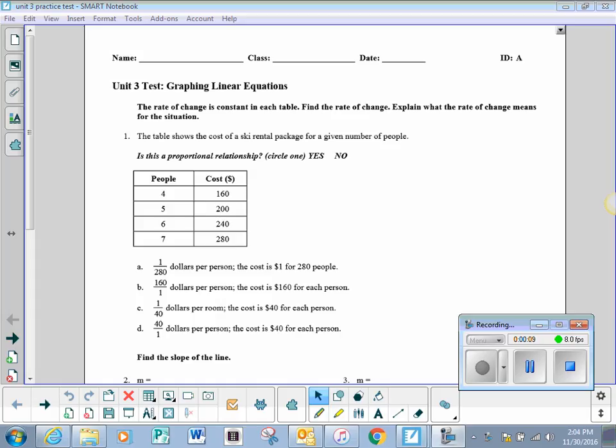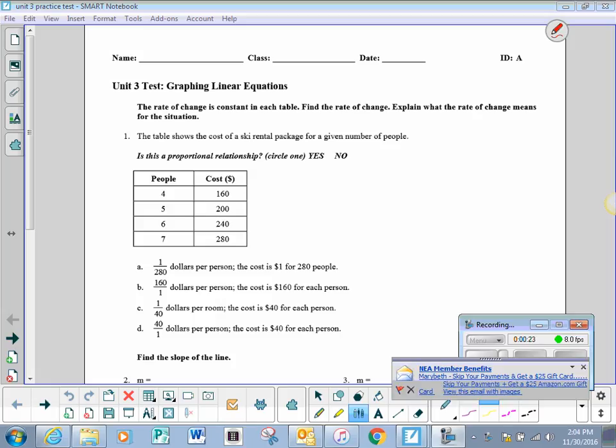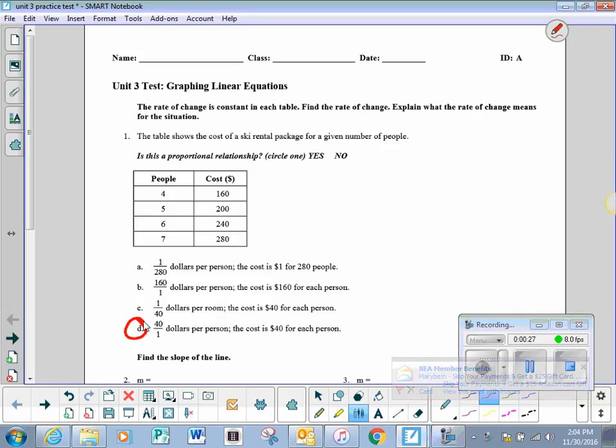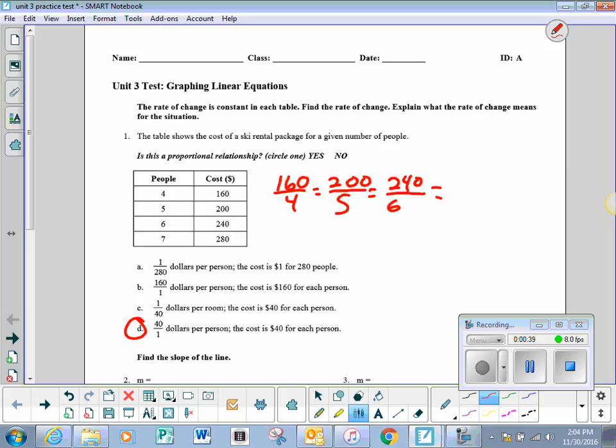Okay, the first problem. We are asked to find the rate of change for this real life situation. 4 people cost 165, 200, and so on. And so we are asked to tell the rate of change in the real life situation, and it's D. It's $40 per person, because if I write 160 over 4 or y over x, each case they simplify to be 40 over 1, which leads me to the second question, or the second part of this.